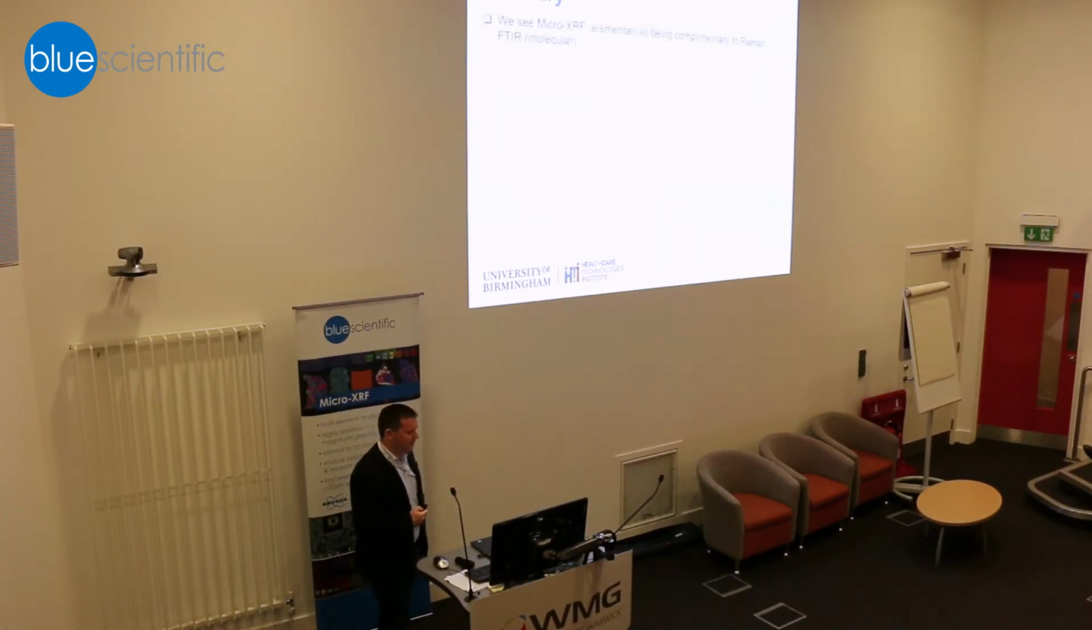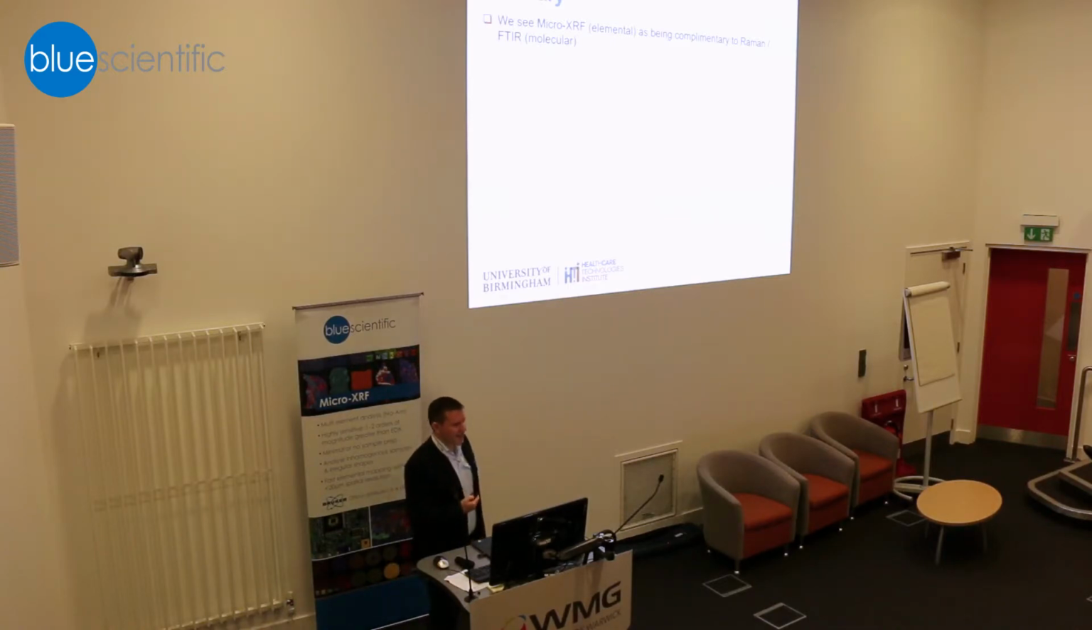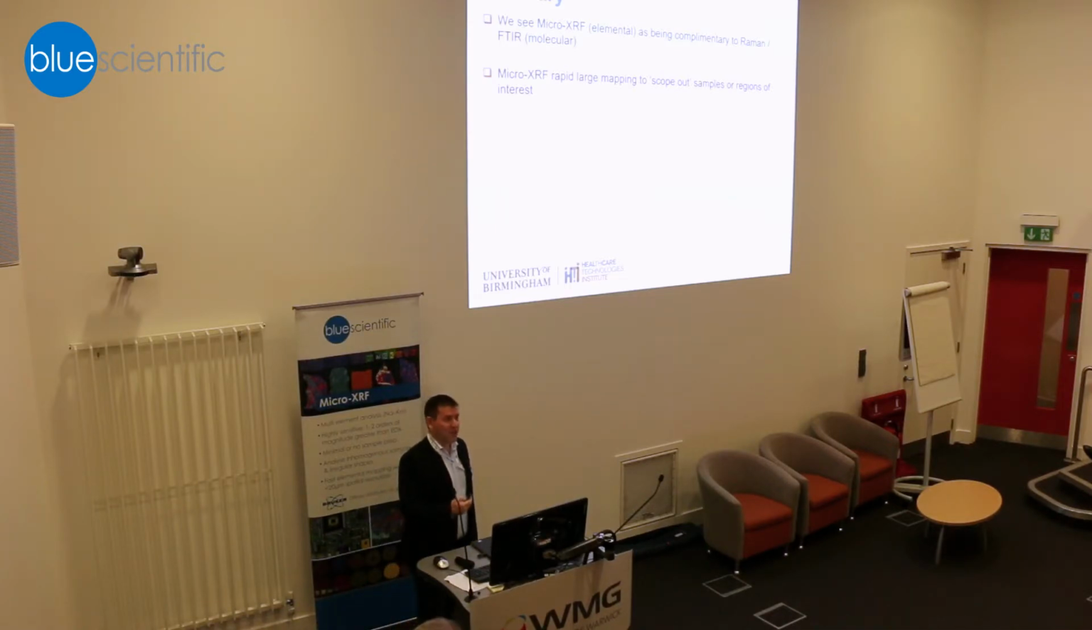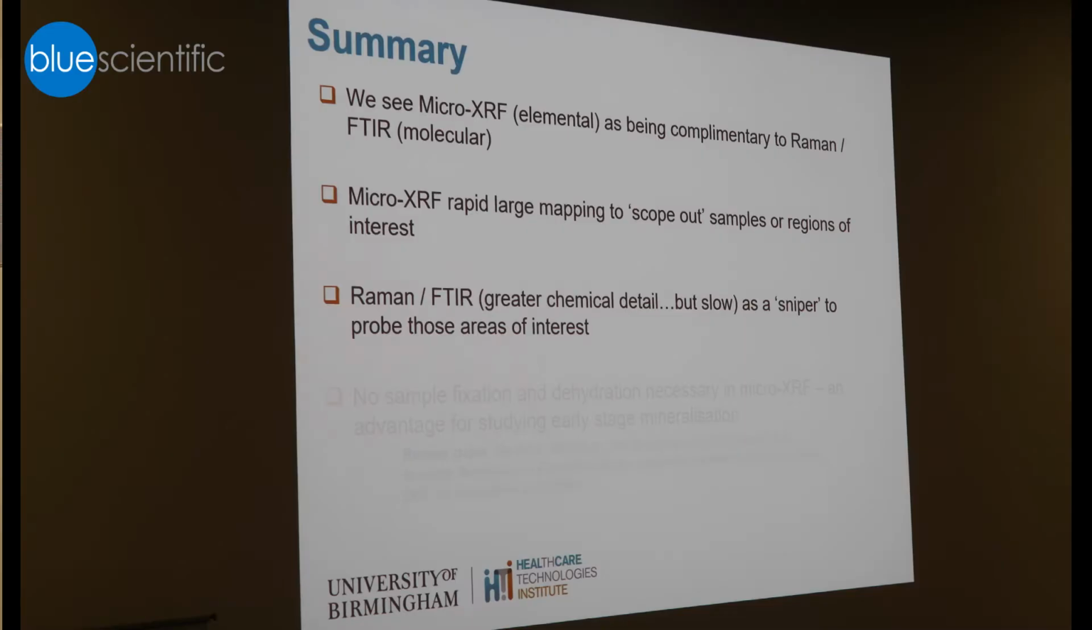So in summary then, we see XRF as complementary to things like Raman and FTIR. It fits within quite a large workflow for looking at tissue chemistry and biomaterials chemistry over time. And we use XRF really as a scoping tool to map either a large quantity of samples or a large area in one go. And then we use things like Raman or FTIR or even sometimes TEM as a sniper to focus in on regions of interest that often take quite a long time to map.